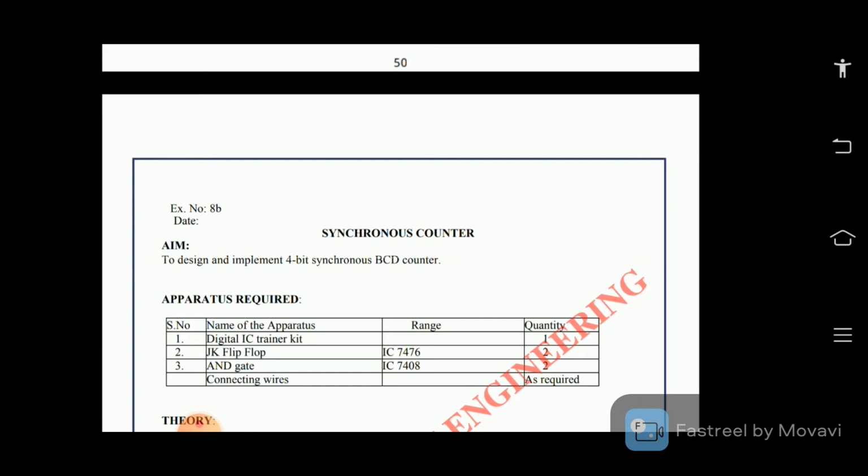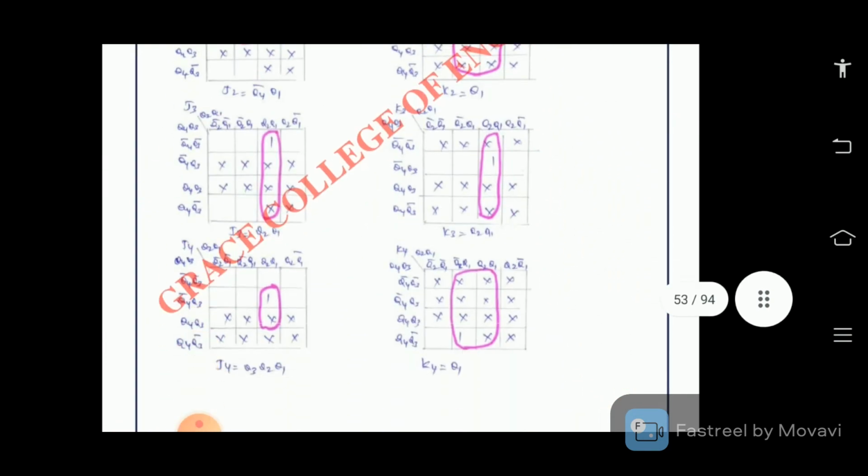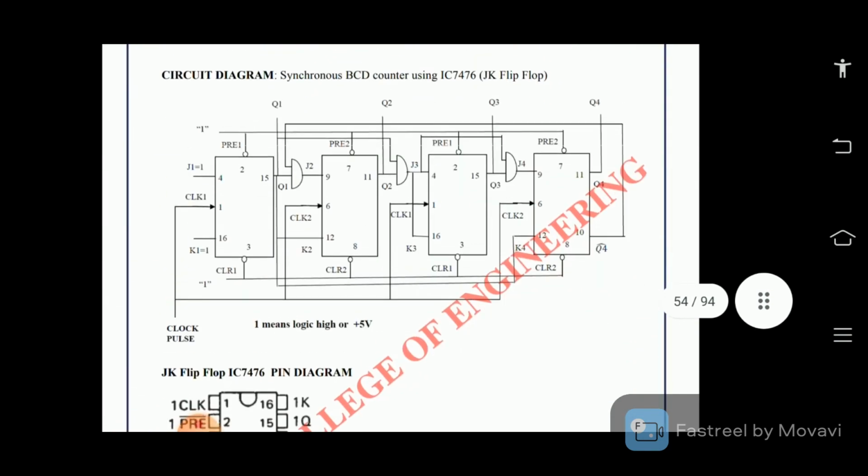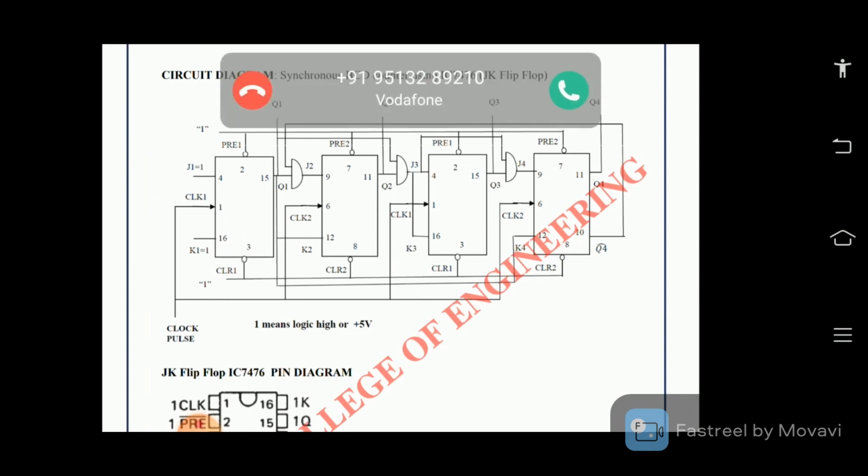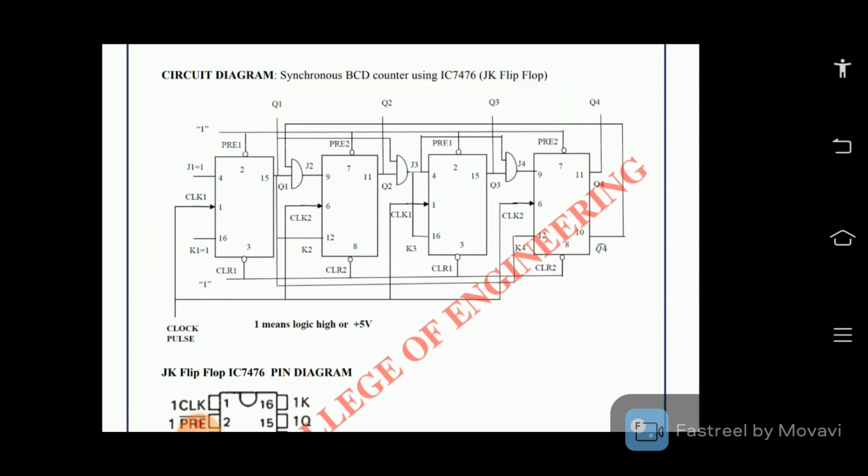And here we have the circuit diagram. So this is the circuit diagram, and we need to construct the circuit diagram with the help of our JK flip-flops, give the input to the JK pins and also the clock pulse, and also we need to give the clear in order to verify our truth table.